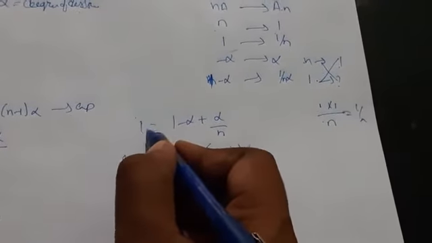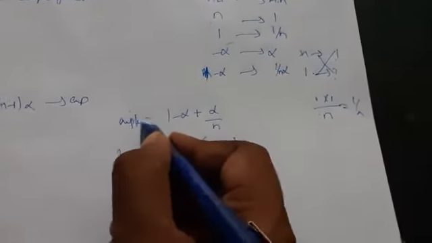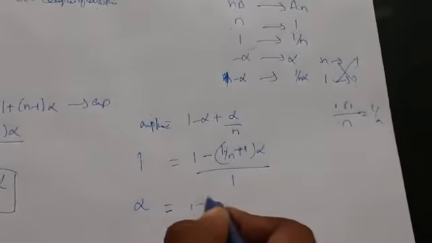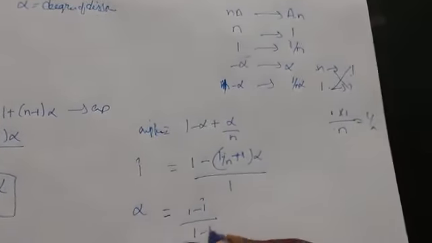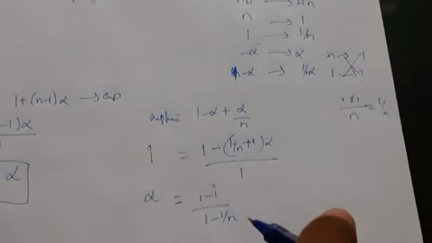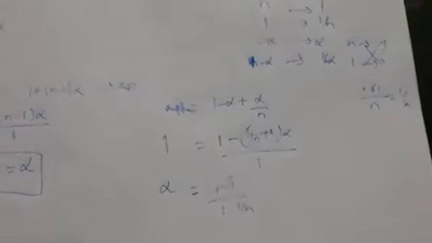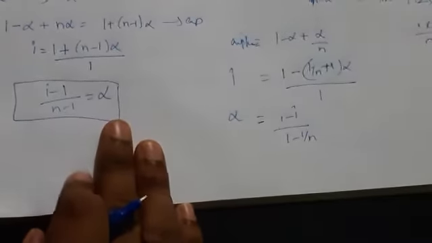Okay. So this is the experimental value. This is the calculated value, which will be 1 here. So then the alpha value we are going to get here is (1 minus i) by (1 minus 1 by n). So this is about the alpha association value. So this is in association, and this is in the dissociation condition.